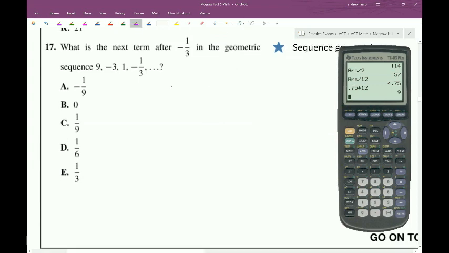What is the next term after -1/3? So the rule here is, it seems that we're going to divide by 3 and change the symbol. Divide by 3, change the symbol, divide by 3, change the symbol, divide by 3, you would get 1/9, change the symbol, you would get plus.